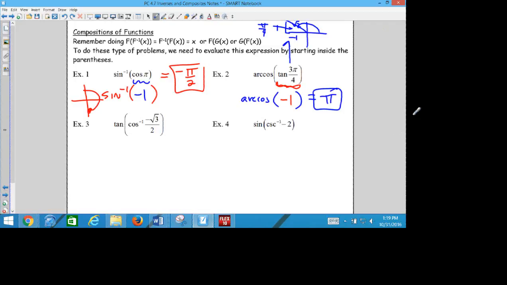All right, next one says, where is cosine negative square root of 3 over 2? That's the first part we do. It's got to be in the second quadrant to be negative. Is it a 30 or a 60? It's 30.